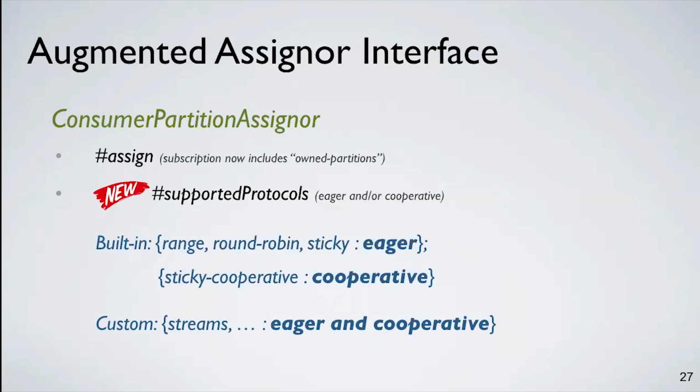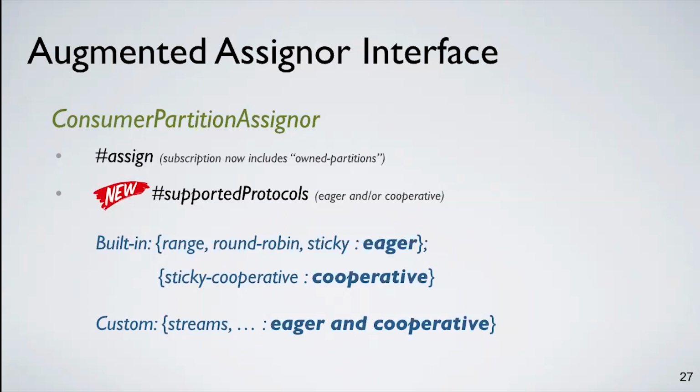And we actually added a new assigner out of the box, which is the sticky cooperative, which, as the name suggests, supports the cooperative protocol. But it follows the same algorithm as the usual sticky assigner. And then, of course, there are custom assigners, so you can implement your own. We would recommend, of course, making it as sticky as possible if you want to support the cooperative. And in the case of the streams assigner, if you have a Streams app, it will actually support both eager and cooperative.